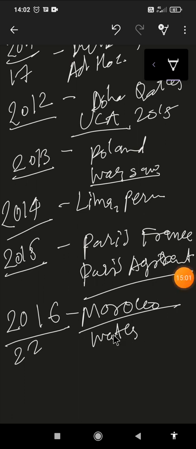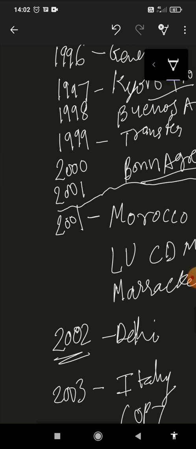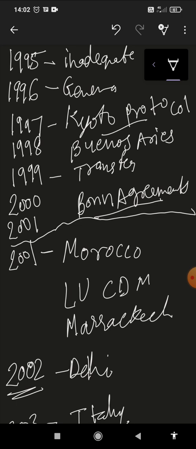After this also COPs were held, 2017 to 2021, but we will discuss till 2016 only. So once again, I will revise all the conferences held from 1995 to 2016. So 1995 was the Berlin Mandate. Then in 1996 it was the Geneva Ministerial Declaration. Then 1997 was the Kyoto Protocol. Then in 1998 it was the Buenos Aires Plan of Action.